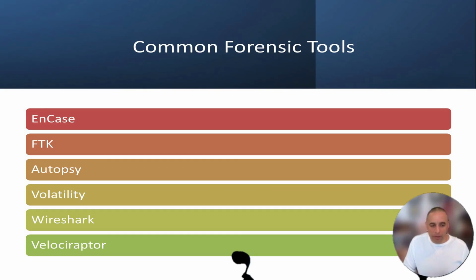Volatility is the industry-standard tool for memory forensics. It allows analysts to extract running processes, injected malware, network connections, kernel modules, credential artifacts, in-memory persistence. Because many advanced threats operate only in RAM, Volatility is essential for investigating modern attacks and advanced adversaries.